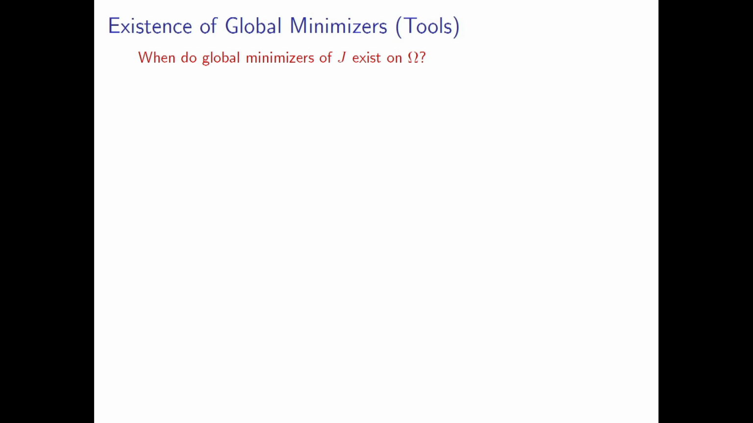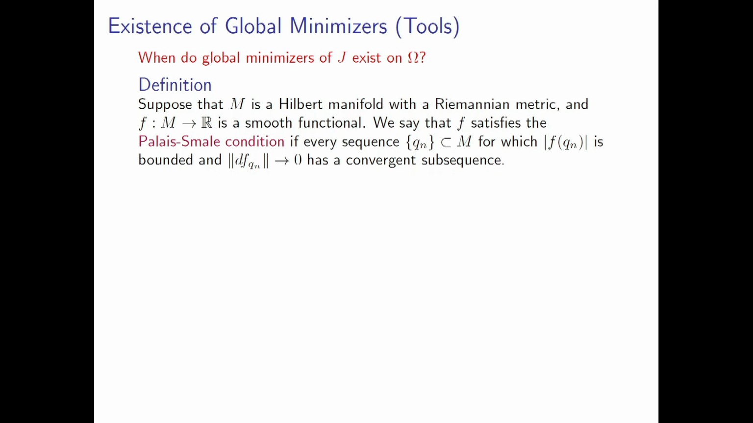So the next question, we have a necessary condition for optimality. The next question is, when do global minimizers of J exist on Omega? This is what we proved in the paper, as I commented before, using lower semicontinuity arguments, using functional analysis techniques. But now I will show how to prove the existence of global minimizers using the Palais-Smale condition. So suppose that M is a Hilbert manifold with a Riemannian metric, and F from M to R is a smooth functional. In our case it will be J.